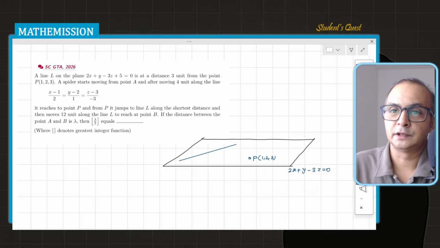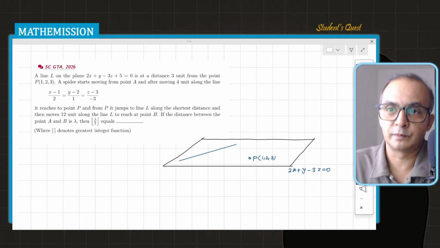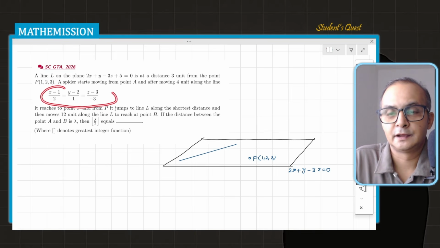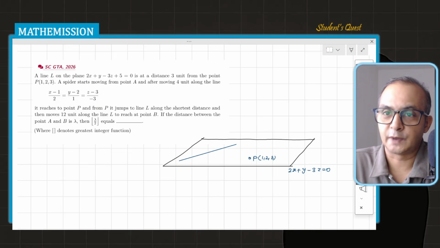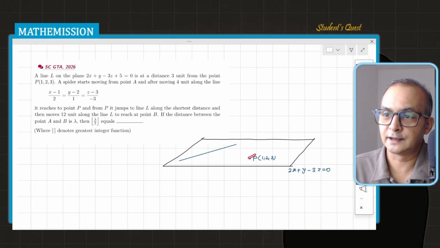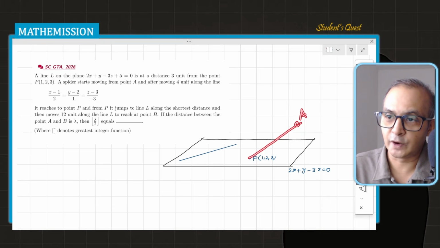Now, the question is: a spider starts moving from point A. The point A is not known where it is, so we'll decode where it is. After moving 4 units along the line, the line given here, along this line the spider is moving, it reaches the point P. So basically, let's say the line is like this, and the point A is over here, and from this point it is moving along the line to reach the point P. But how this line looks, that we have to decode.